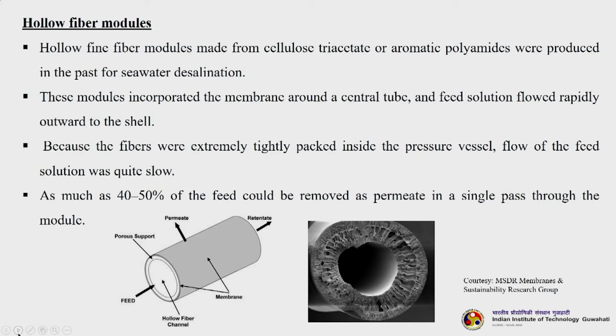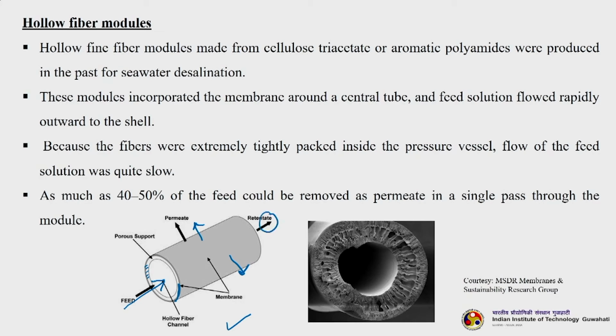These modules incorporated the membranes around a central tube, and the feed solution flowed rapidly outward to the cell. So, you can see this is a single channel hollow fiber. The feed is flowing through the lumen, or inside the hollow fiber, and the permeate is coming out from the membrane, and this is your membrane and this is your support, and you get a retentate here.